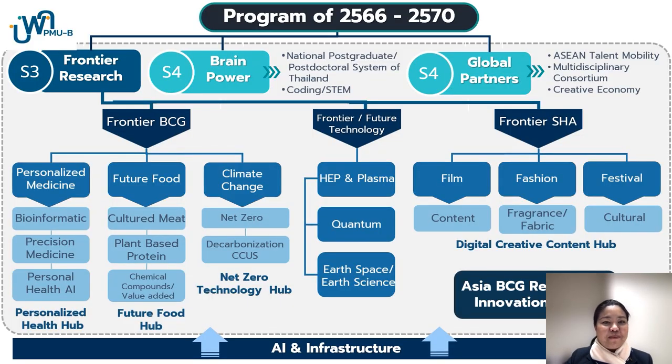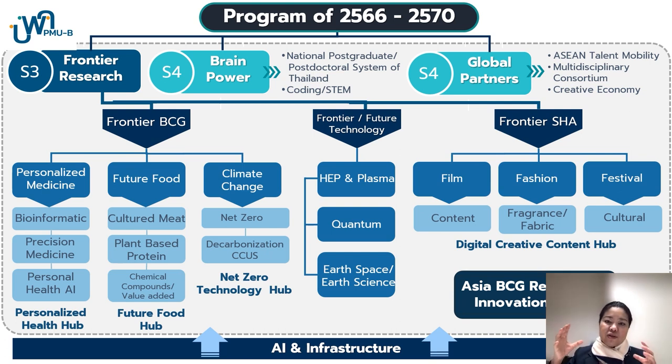Here are some more details of the subtopics under each pillar of our program. For the Frontier BCG, we have personalized medicine, bioinformatics, precision medicine, personal health AI. The goal would be that each project would be developed, and if we combine them together, looking at the big picture, we want Thailand to be the personalized health hub for Asia. As well, for each of the other tracks, we want our researchers to combine forces. B would be like the net zero technology hub, or Frontier Sha would be a digital creative content hub. So we have that future goal in mind of what we want to do.